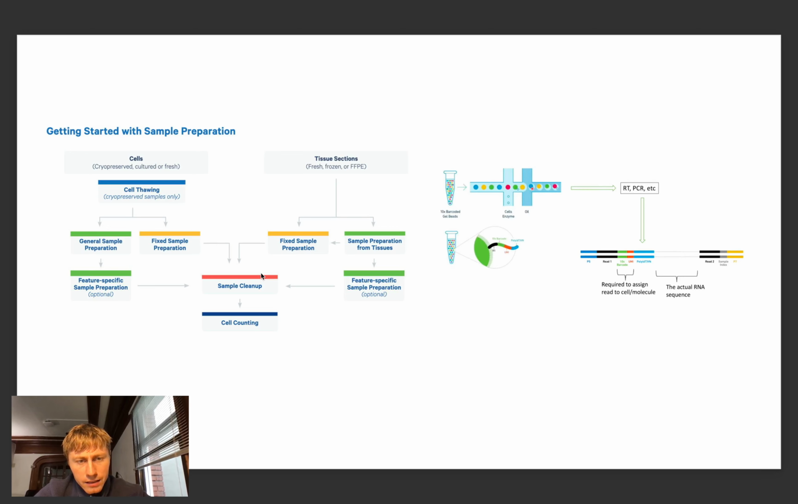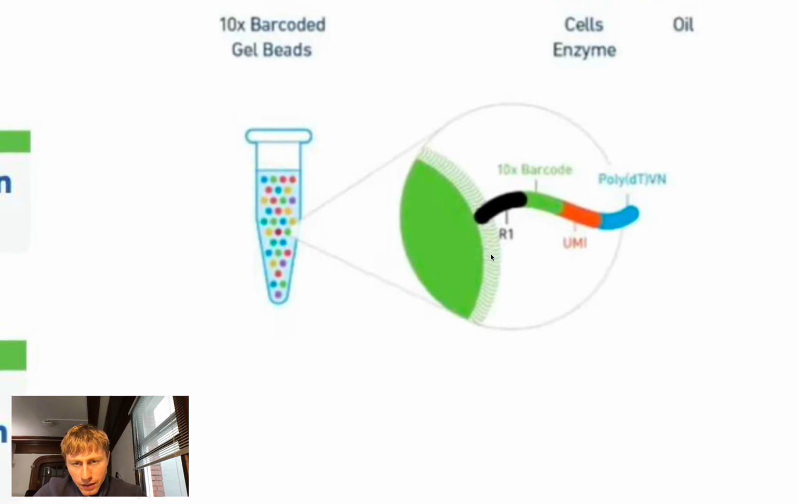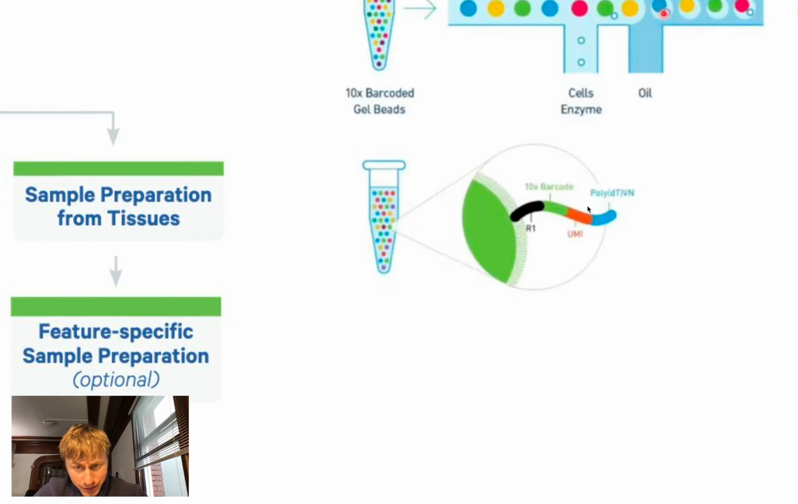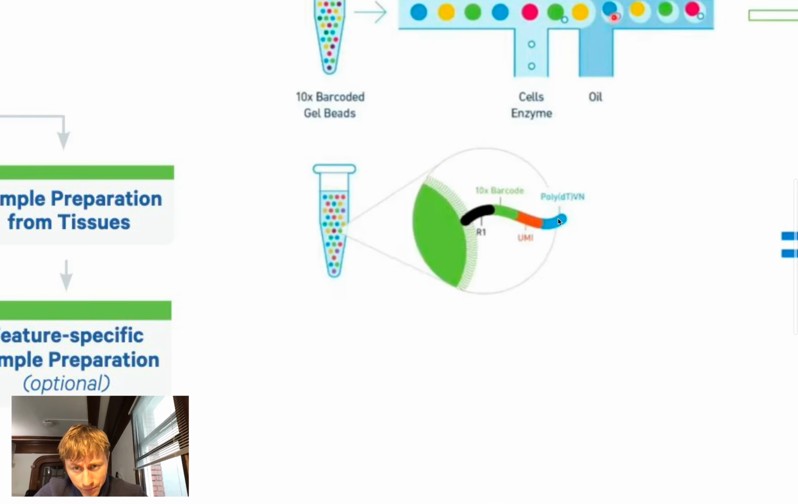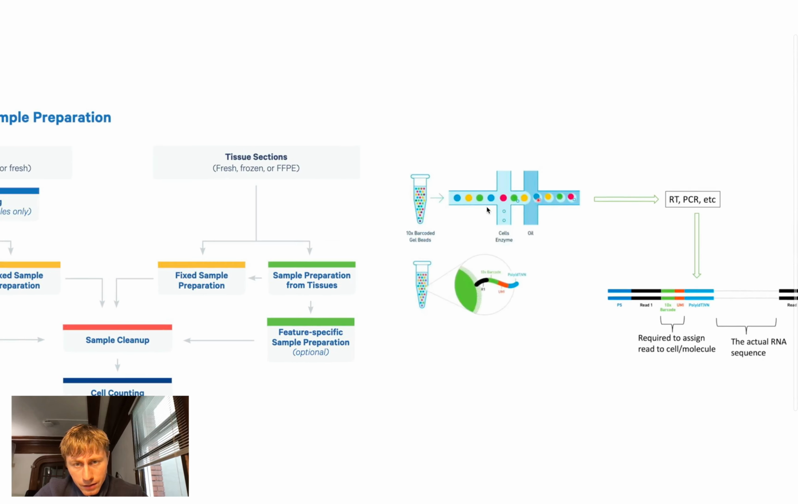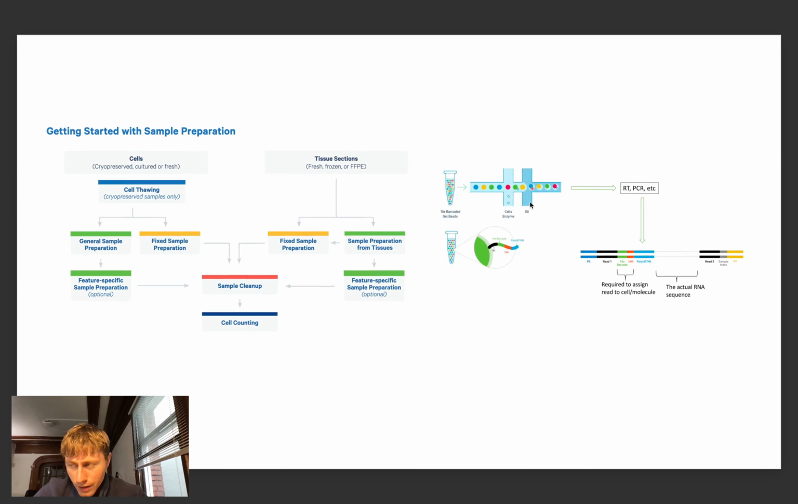Then you insert this into the barcoding machine, and what happens inside is basically this: you add the gel beads, which have those things attached to them, and it also has lysis components as well.